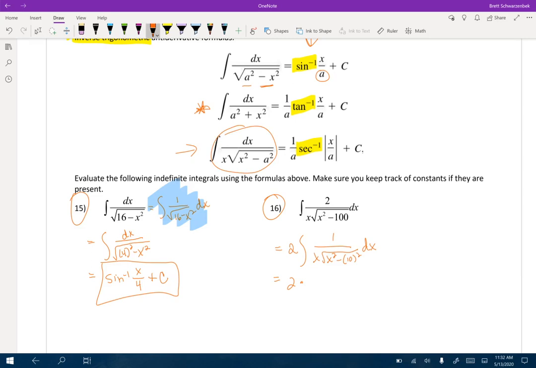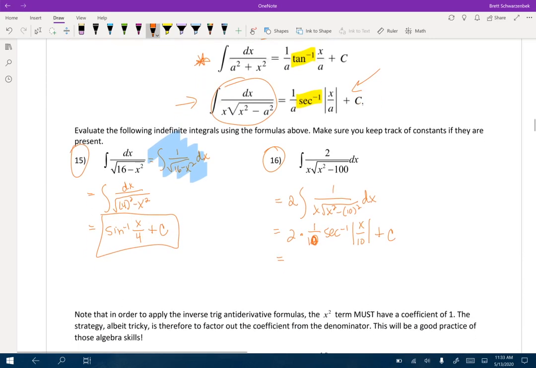So what would that be? It would be 1 over whatever a is, which is 10. And then you would get secant inverse of the absolute value of x over 10 again, plus c. So all I'm doing is using this formula. Note, this needs to be simplified, so we're going to get 1/5 secant inverse x over 10 plus c.